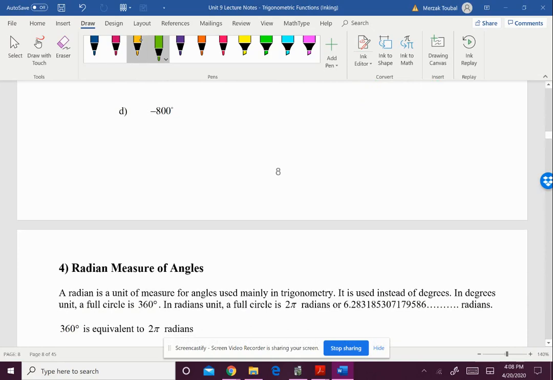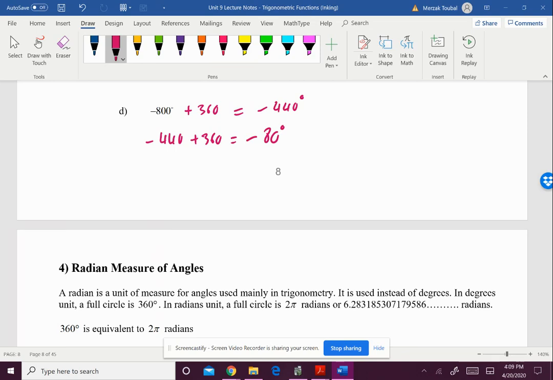Example D is negative 800. So we have to add 360 because negative 800 is already smaller than negative 360. So negative 800 plus 360, that's negative 440. But that's smaller than negative 360, so we need to keep on going. Negative 440 plus 360 is negative 80.